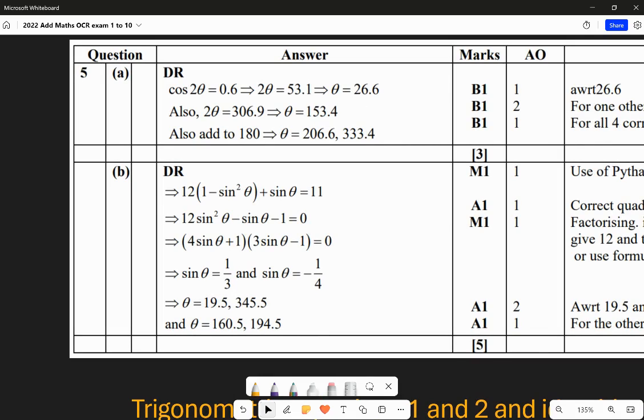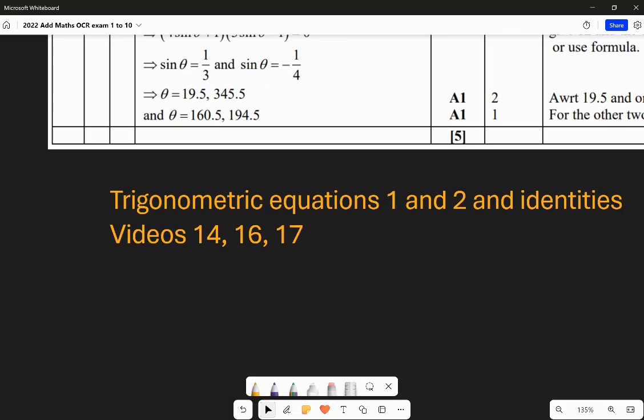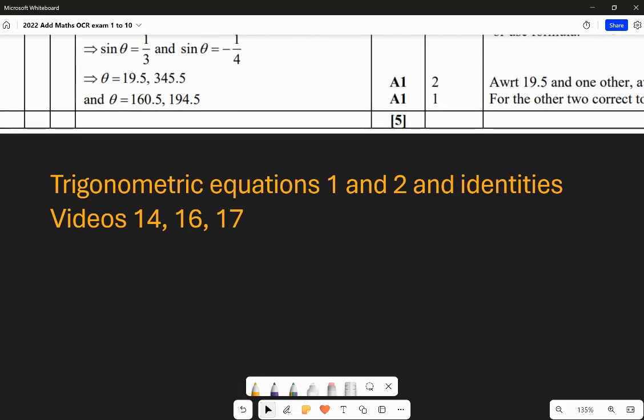Okay, and there you go. If you need more work on this, the trigonometric equations 1 video, the trigonometric equations 2 video, the trigonometric identities video, which are videos 14, 16, and 17, are places to go.